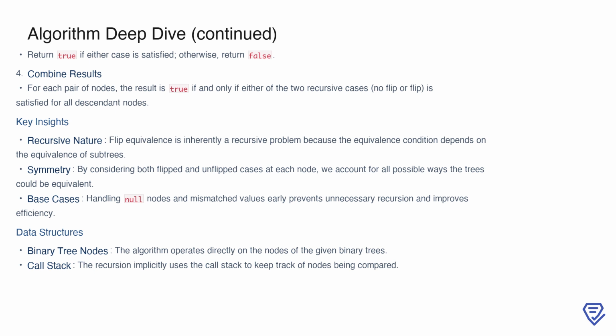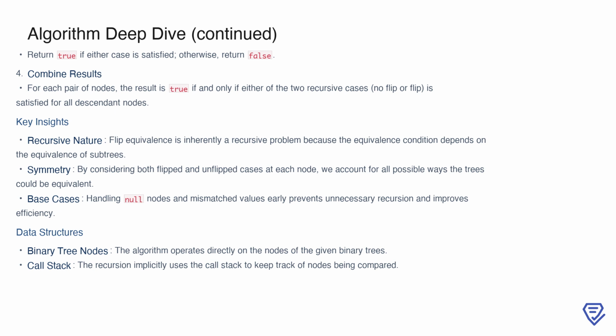First, flip equivalence is naturally a recursive problem because the equivalence of the entire tree depends on the equivalence of its subtrees. Second, symmetry plays a crucial role. By considering both flipped and unflipped configurations at each node, we ensure that all possible ways the trees could align are checked. Lastly, handling base cases like null nodes and mismatched values early is critical. This prevents unnecessary recursive calls, improving the efficiency of the algorithm.